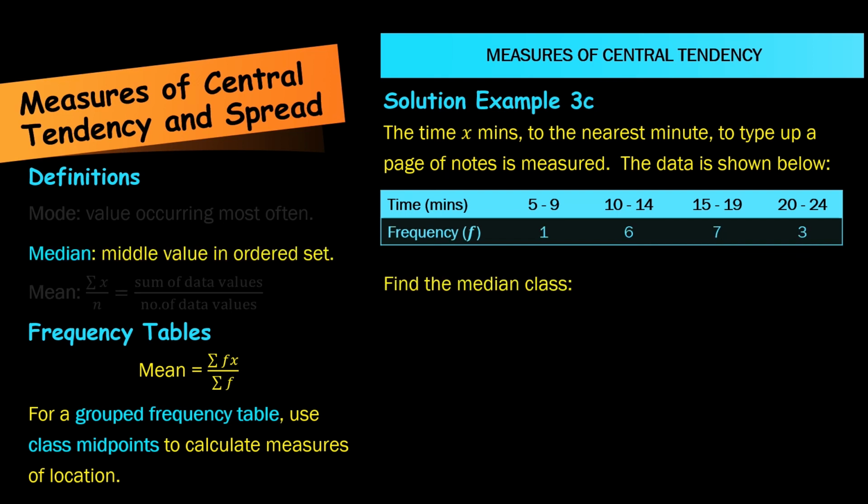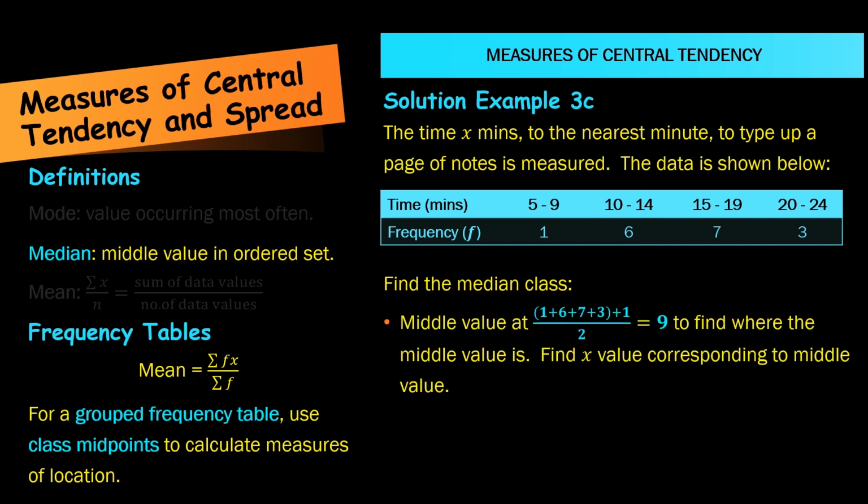And now for the median. We're actually looking for the median class. This is the middle value in an ordered data set. So in order to find the middle value, we add up all the frequencies, add 1 and divide by 2 to find where the middle value is. Next we find the x value corresponding to the middle value.